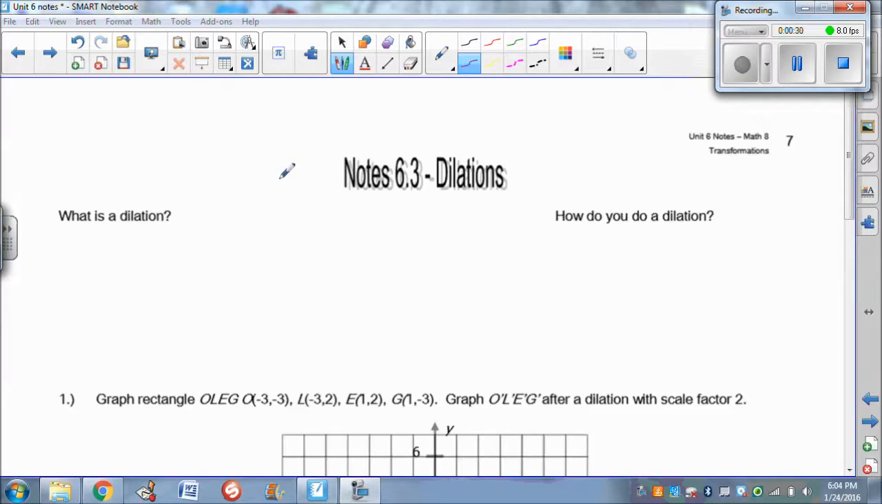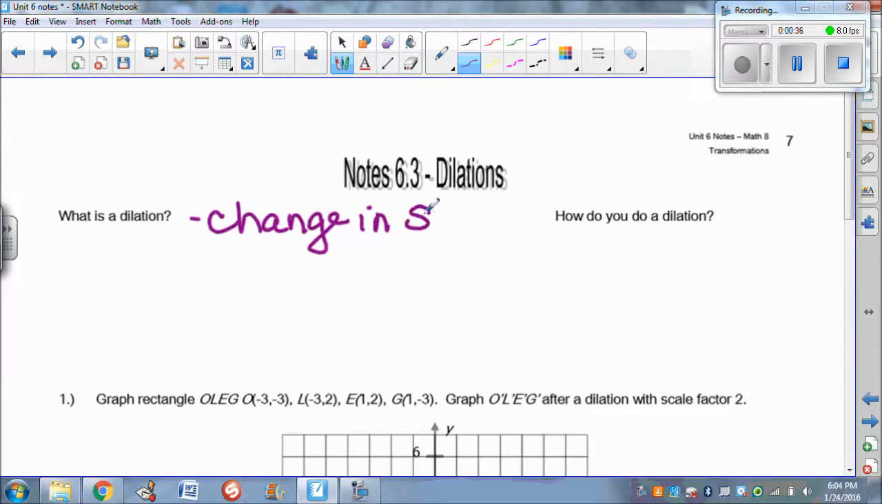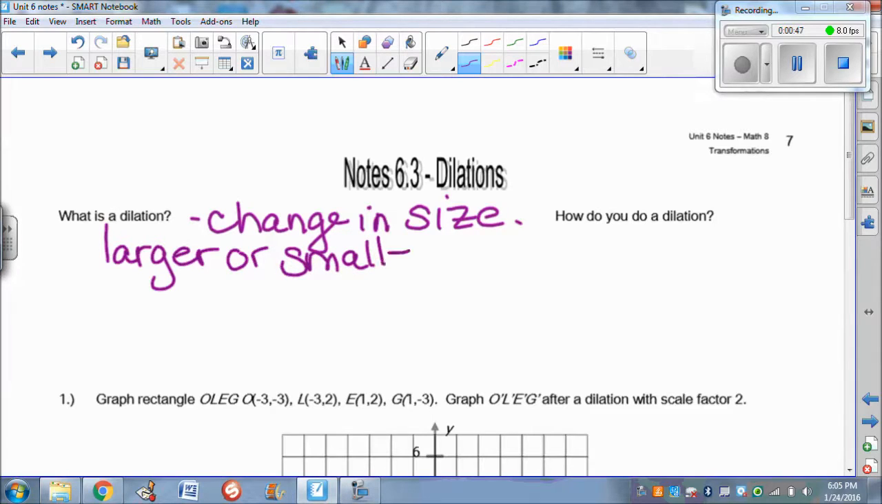So what is a dilation? It is a change in size. The shapes could get larger or smaller. It's not just always getting larger. They could get larger or smaller.